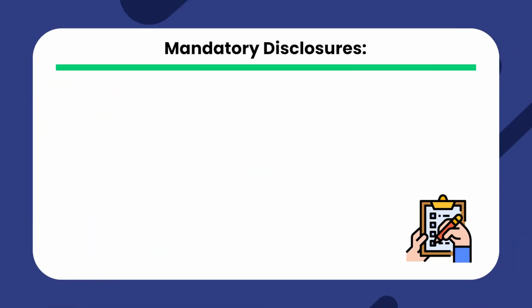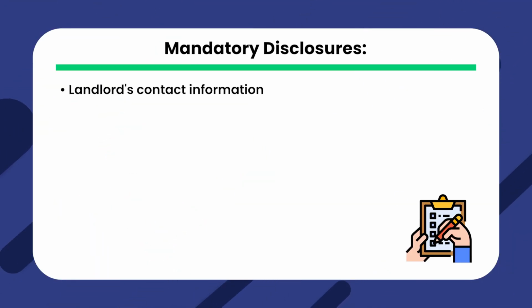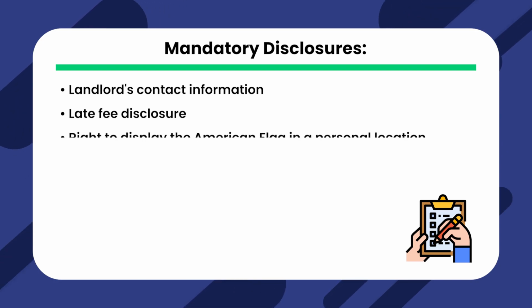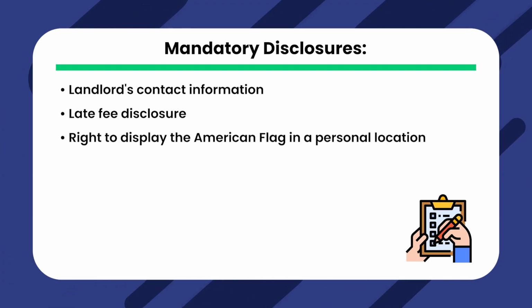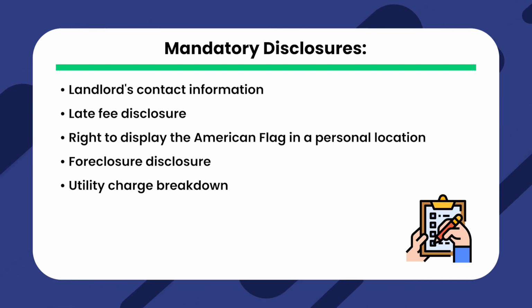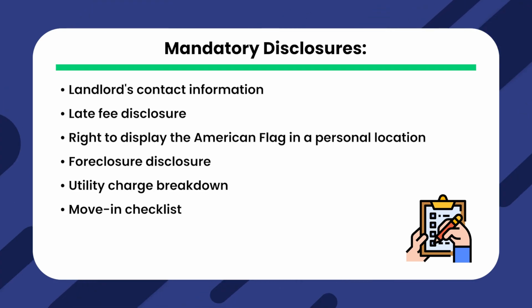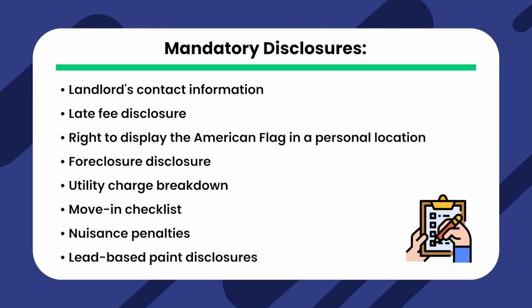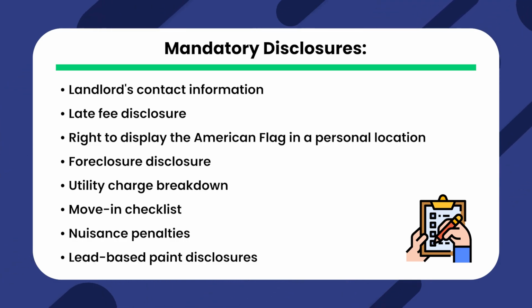And don't forget about mandatory disclosures. These include the landlord's contact information, a late fee disclosure, the right to display the American flag in a personal location or common area, a foreclosure disclosure, utility charge breakdown, move-in checklist, nuisance penalties, and lead-based paint disclosures for homes built before 1978. Now, you might be thinking, that's a lot of information to keep track of.